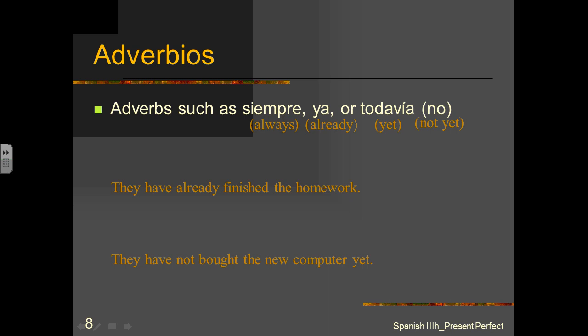Adverbios. Okay, there are some adverbs that are used a lot with present perfect tense. Siempre, ya, or todavía no. They have already finished the homework. Now, if you look at this sentence, "already" in English is between the helping verb and the other part of it. So here it cannot be. Ya has to go before the conjugated verb. Ellos ya han terminado la tarea.